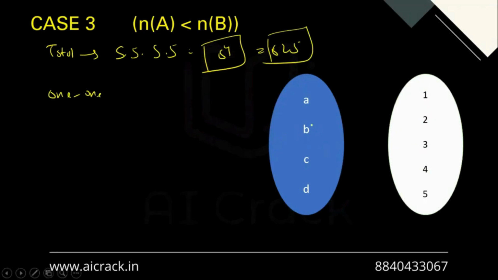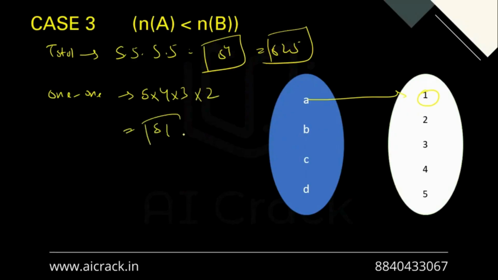Now let's talk about one-one functions over here. Now what can be done over here? We have 4 elements over here, we have 5 elements over here. So A has 5 choices. So it can map to 1, 2, 3, 4, or 5. Let's say it's mapped to 1. Now 1 is being occupied. We have 4 elements left, and B is now left with 4 choices. That would give me 4. And similarly for C it would be 3, and for D it would be 2. So that would again give me 5 factorial. In this case, it's coming out to be 5 factorial, right?